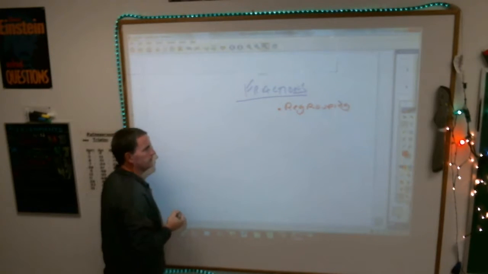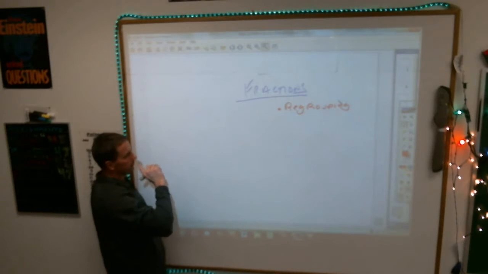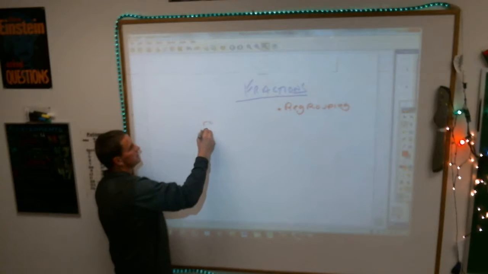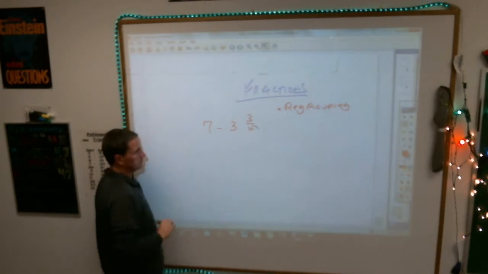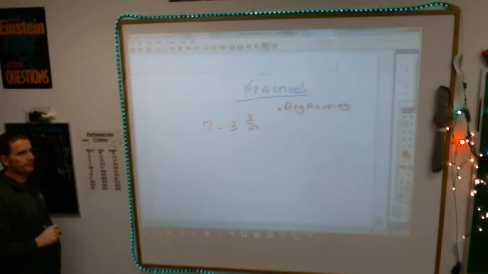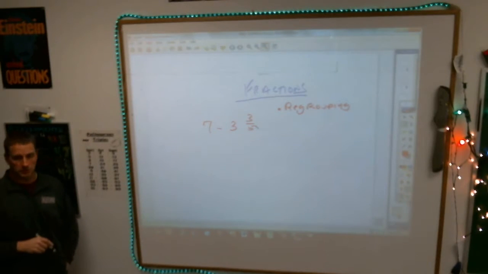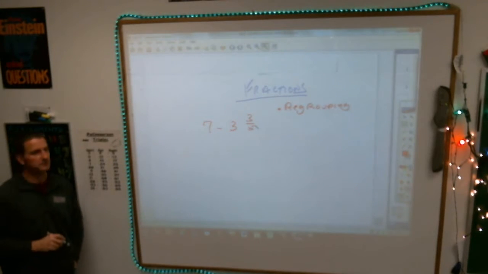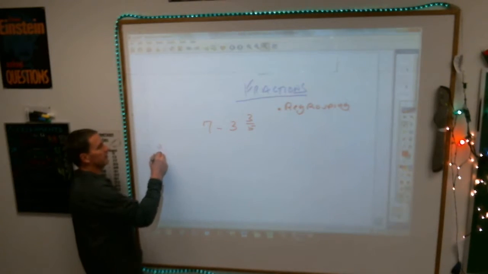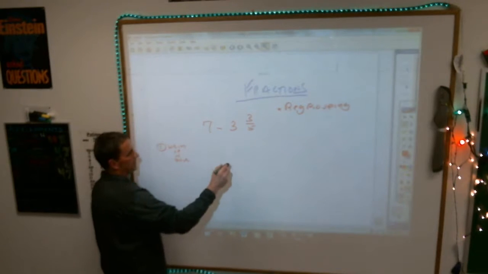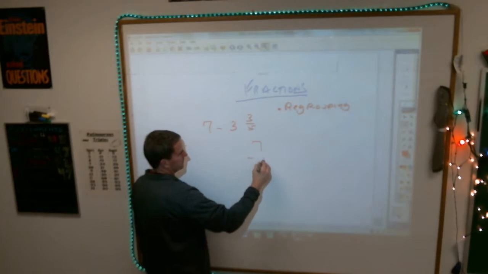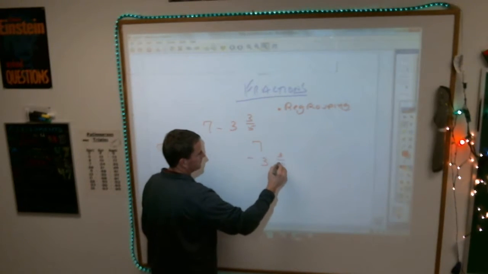You remember, if we're subtracting a mixed number from a whole number, like if I said 7 minus 3 and 3/5. First thing I do when I'm subtracting fractions, goes without being said, is what, Wade Davis? Right, up and down. So I would write 7 minus 3 and 3/5.